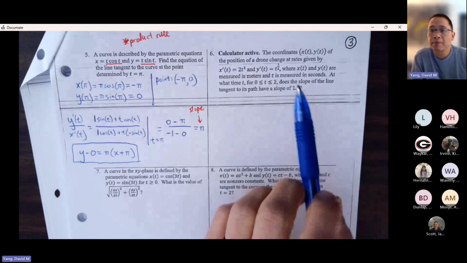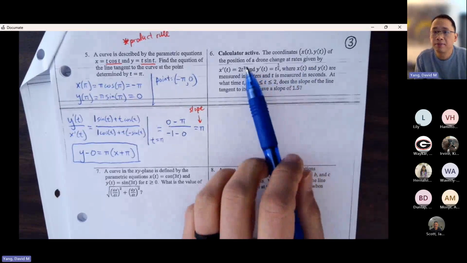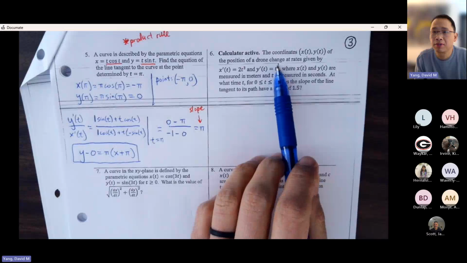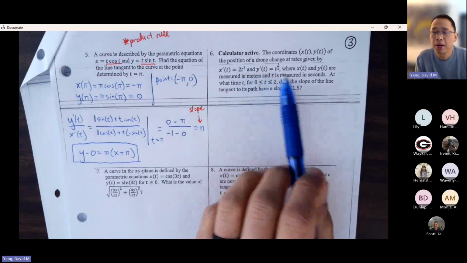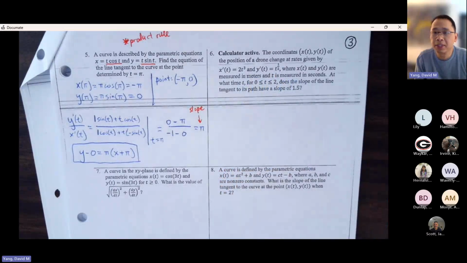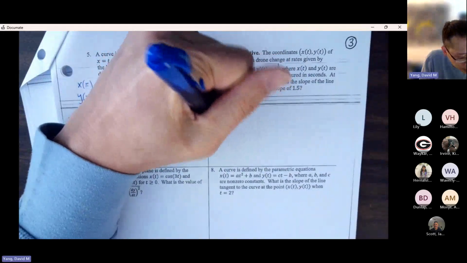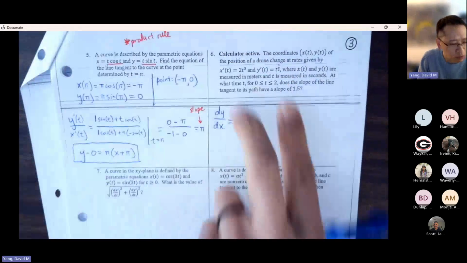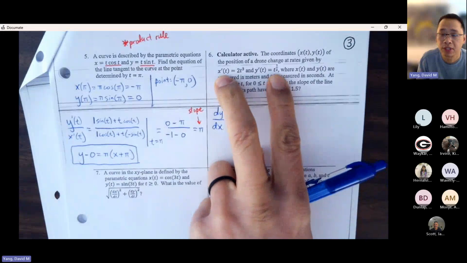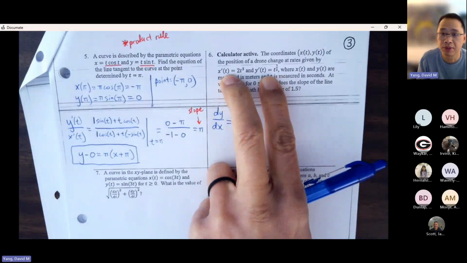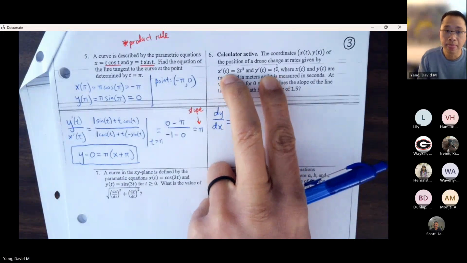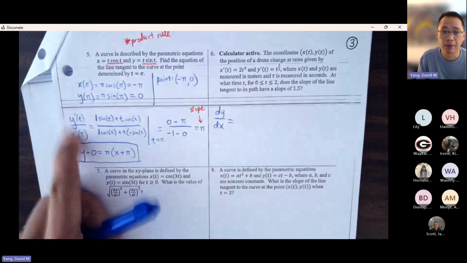All right, let's do one more here. Coordinates x and y of position of a drone changes at rates given by x prime and y prime, where x and t are measured in meters. At what time does the slope of the line tangent to the path have a slope of 1.5? Well, we're basically given what derivative our slope is, right? They already gave us y prime and x prime, so we just divide them over each other. There's no need to find a further derivative. We just have to get it into this y prime over x prime here.